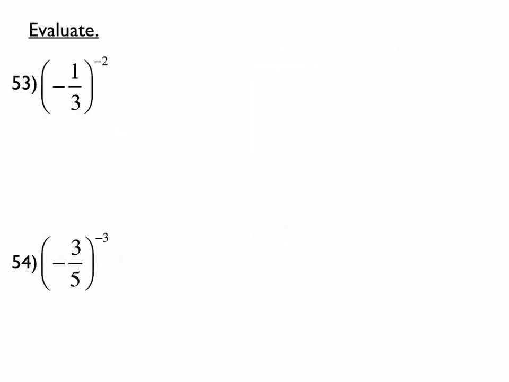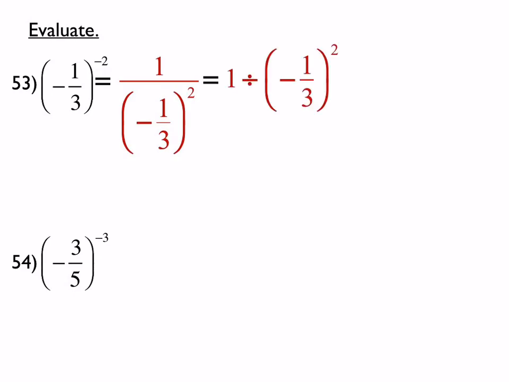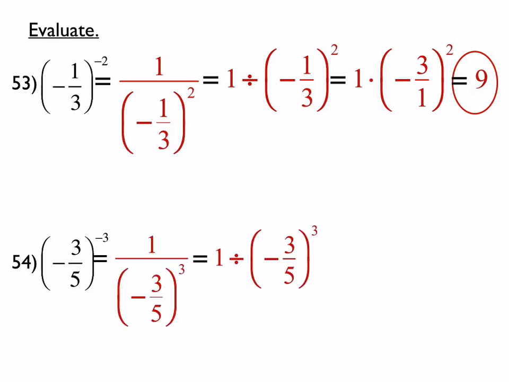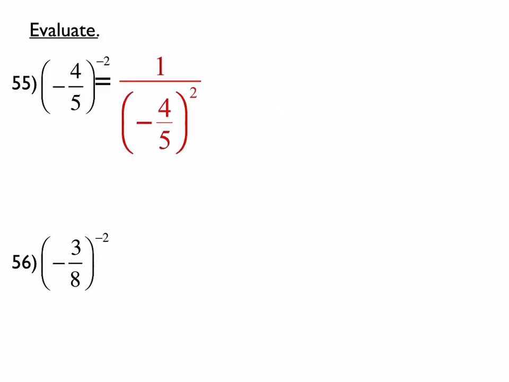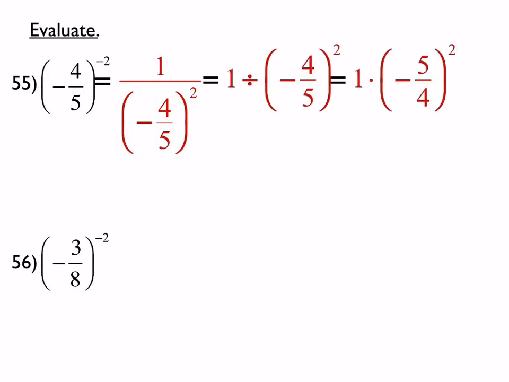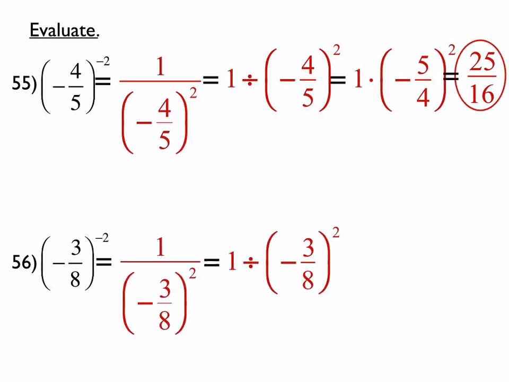Number 53. We're trying to get to the point where we can see that negative 1/3 to the negative 2 power is the same thing as negative 3/1 to the positive 2 power. Because then we can clearly see that when we evaluate it, we get 9 for this one. We're trying to get to the point where we can see that negative 3/5 to the negative 3 power is the same thing as negative 5/3 to the positive 3 power. And that is negative 125/27. Number 55. Of course, we're trying to see that that's the same thing as negative 5/4 squared, which is 25/16. We're trying to see in number 56 that that is the same thing as negative 8/3 squared, which is 64/9.